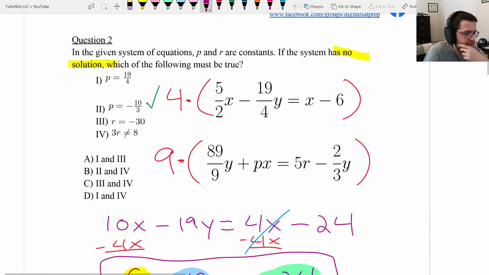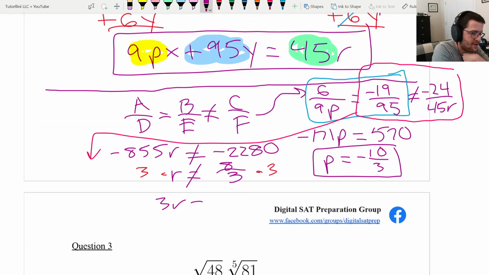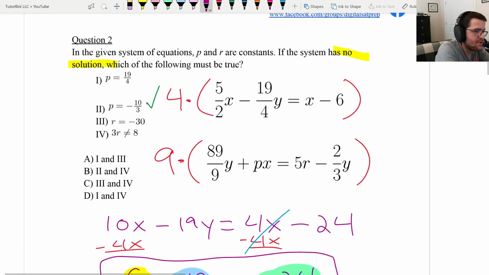And that's not an answer choice, but we can maybe do some algebra to make it look like this one. So we're going to multiply both sides by 3, and we get 3r is not equal to 8. So that means 4 is true. And the answer is 2 and 4, which is B, this one.